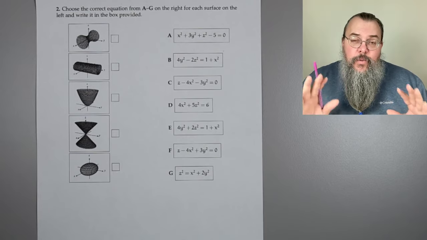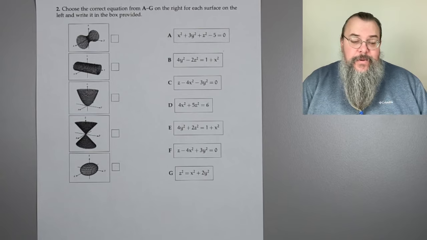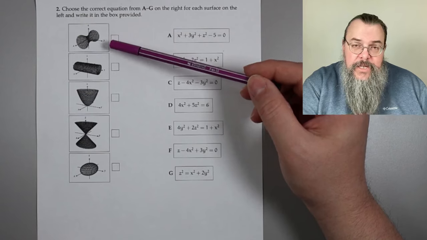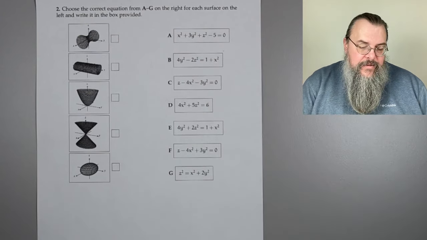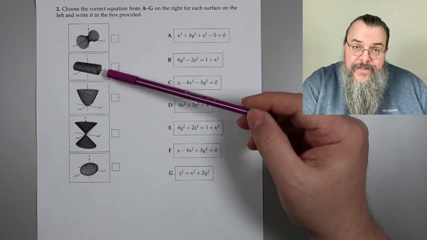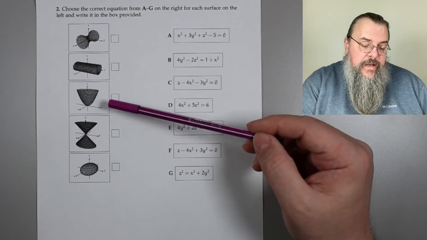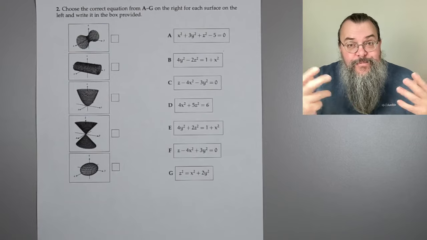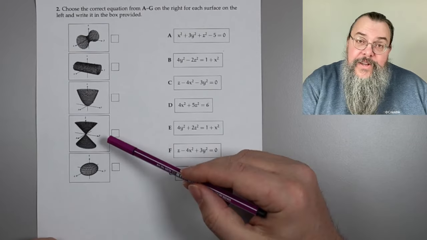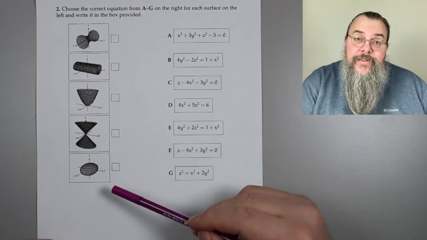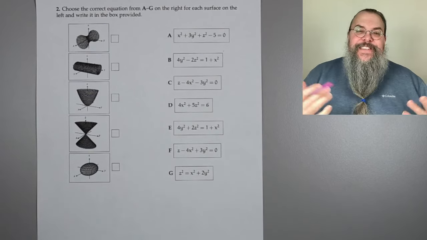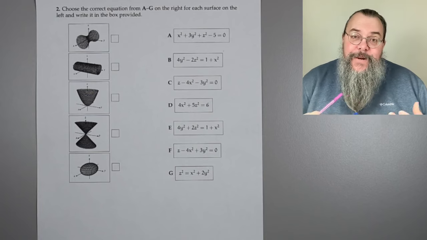So let's quickly talk about what surfaces we see. This is a hyperboloid of one sheet, also known as the hourglass. This is a cylinder. This is an elliptic paraboloid, also known as a bowl. This is a cone. This is an M&M. Oh, wait, no, it's an ellipsoid. But it looks like an M&M. All right, so how do we figure it out?